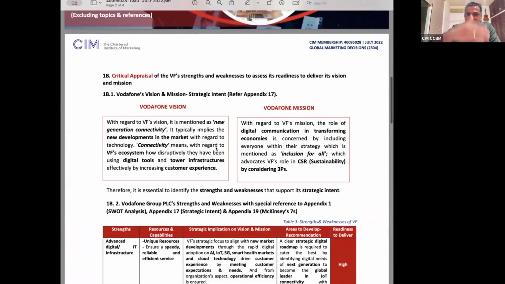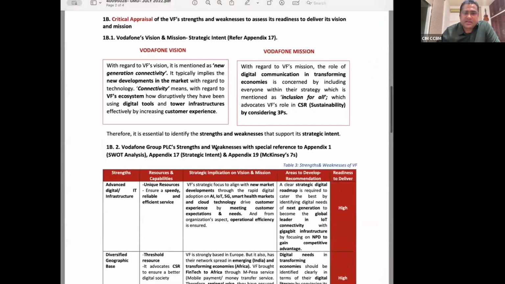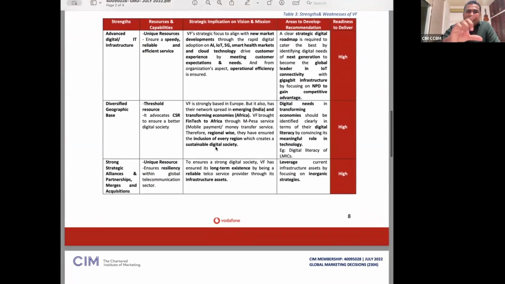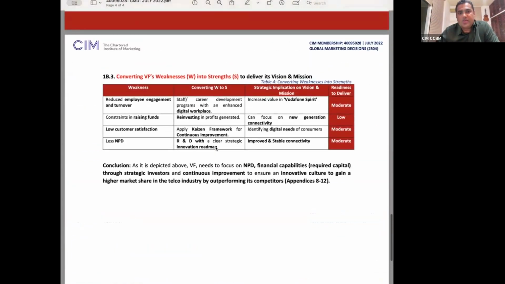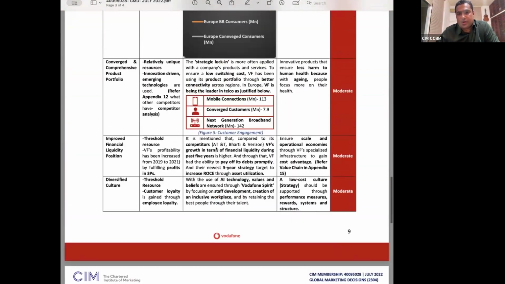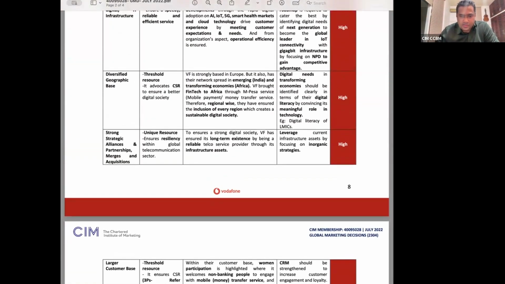Again, here, the student has analyzed the vision and mission in the start, then gone into strengths. Is it the resource or capability? The implication on vision and mission, areas to develop, what are the recommendations, and the readiness to deliver, right? So present your work well. That is very, very important that you present your work well. Okay, right. Any questions? Anything to clarify?